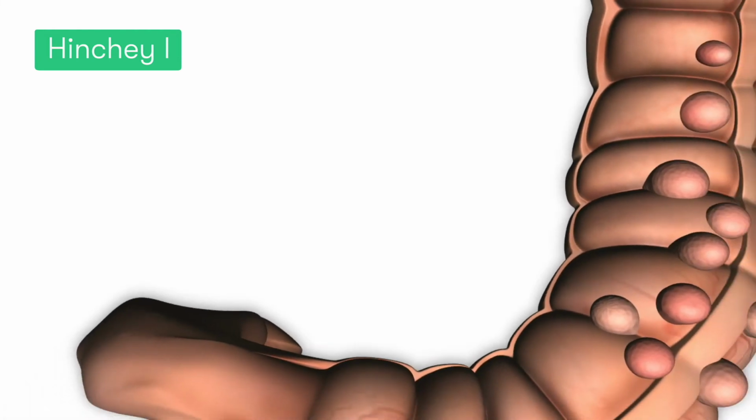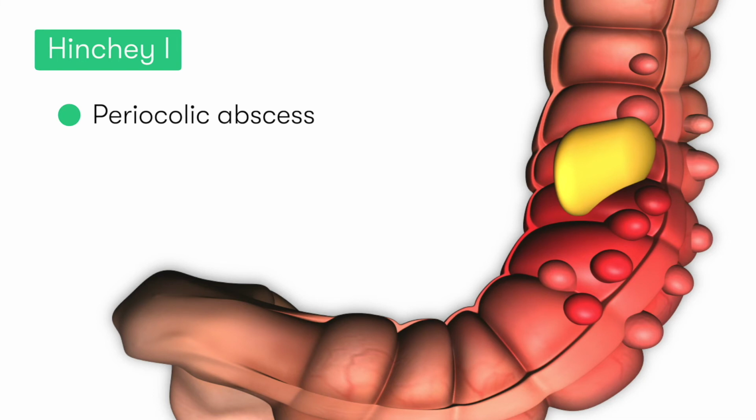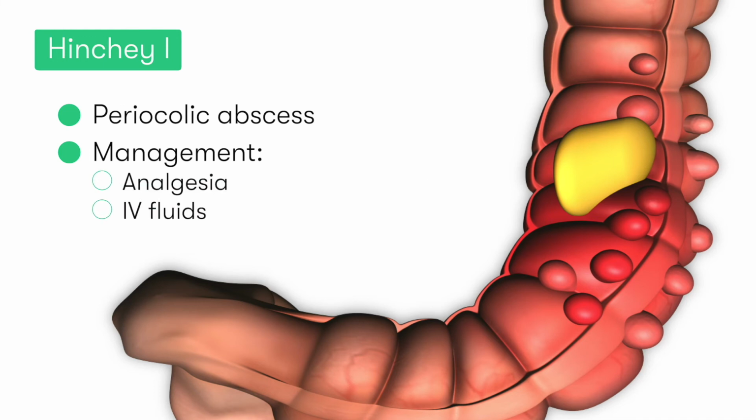Hinchey 1 refers to when a patient has developed a pericolic abscess, which is basically an abscess adjacent to the colonic wall. Most of the time, we can manage these patients in the same way as we do with mild diverticulitis. So with analgesia, IV fluids, and broad-spectrum antibiotics, again, most likely through the intravenous route.